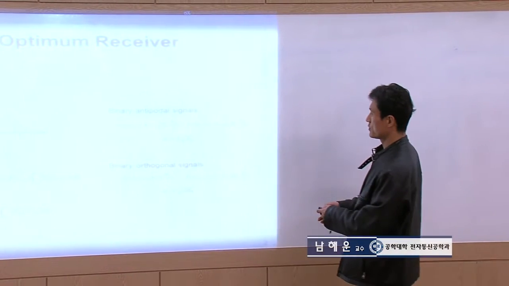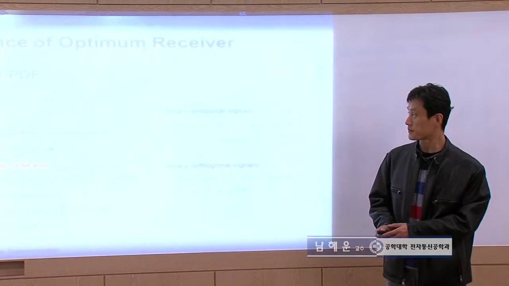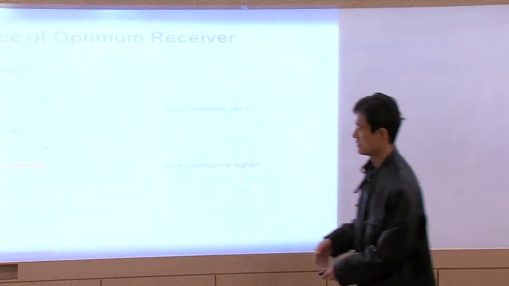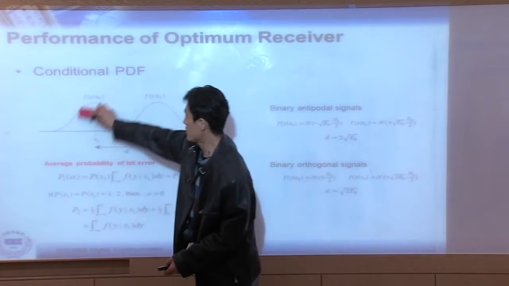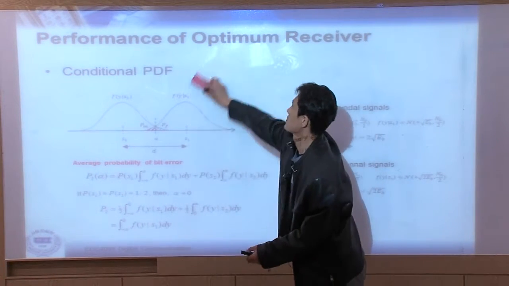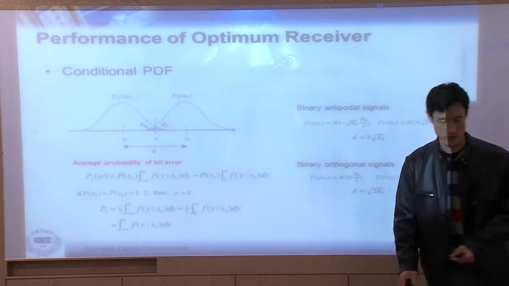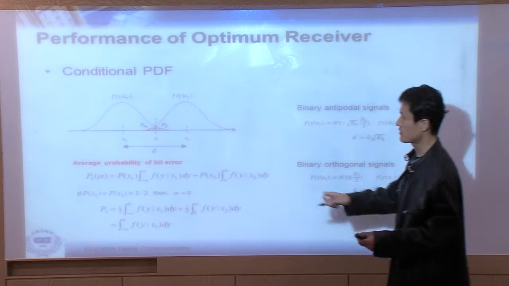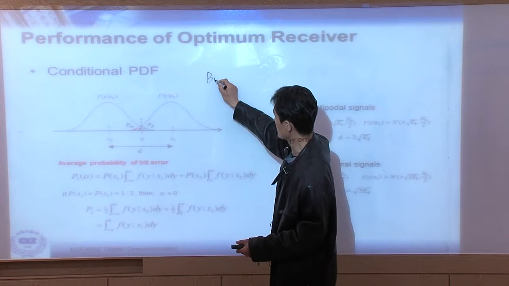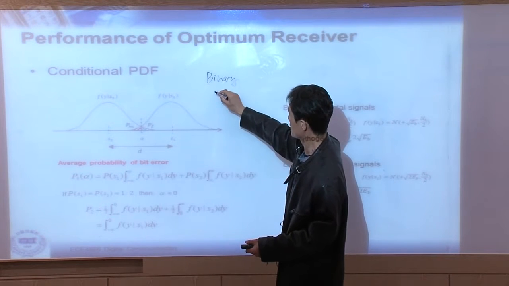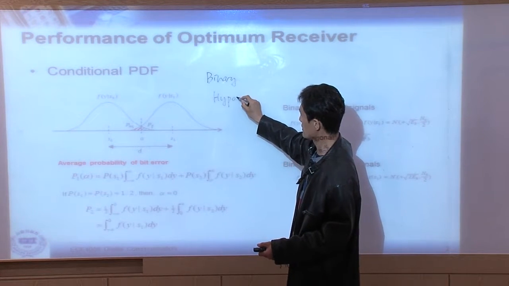Let's first review what we learned yesterday. Yesterday we discussed a lot about this binary hypothesis, right? So this is a binary hypothesis. You see the two Gaussian graph, left and right. So this is a binary hypothesis.